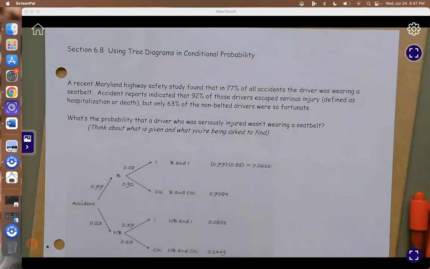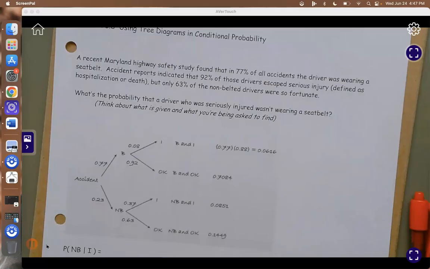Alright guys, today we're going to look at 6.8, so we're going to use tree diagrams and the conditional probability that we learned before. And we're going to put it together.